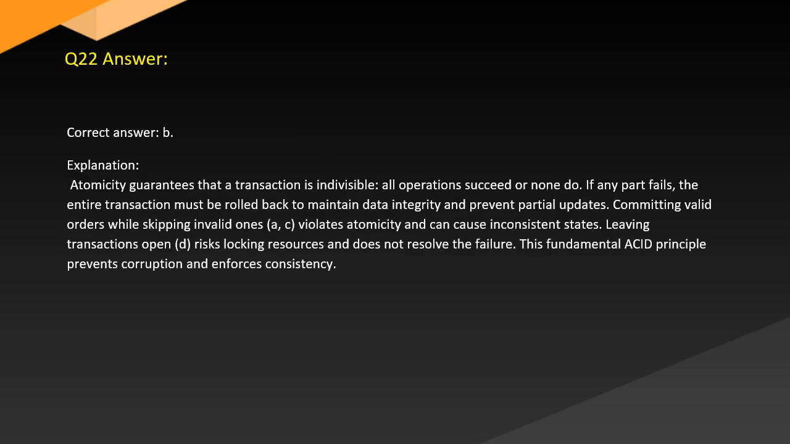Answer. Correct answer: B. Explanation. Atomicity guarantees that a transaction is indivisible. All operations succeed or none do. If any part fails, the entire transaction must be rolled back to maintain data integrity and prevent partial updates. Committing valid orders while skipping invalid ones violates atomicity and can cause inconsistent states. Leaving transactions open risks locking resources and does not resolve the failure. This fundamental ACID principle prevents corruption and enforces consistency.